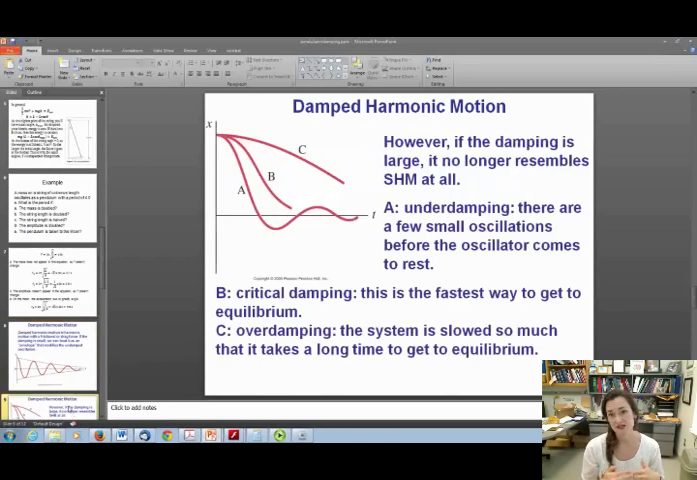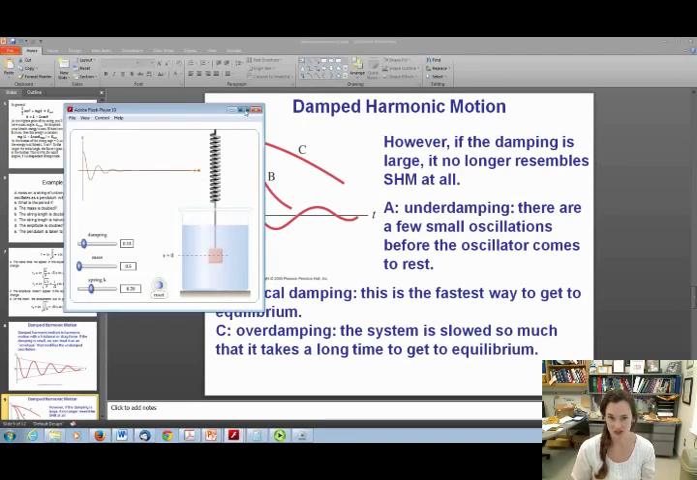But if your damping is large enough, then it doesn't look like a simple harmonic oscillator at all. So instead of curve A, where it still kind of looks sinusoidal with the amplitude just going down, you can also get what we call critical damping, which is basically you pull it back and it goes back really slowly, returning to equilibrium slowly, and it doesn't really oscillate at all. Or you can get overdamping, where you pull it back and it takes forever and it never quite gets back to equilibrium. So that's overdamped motion. Let me show you what I mean with a simulation.